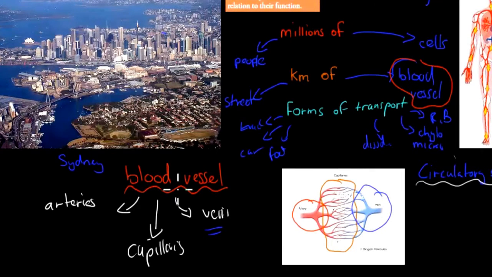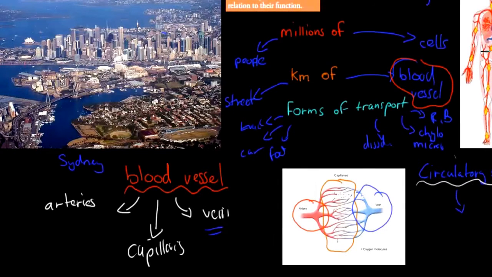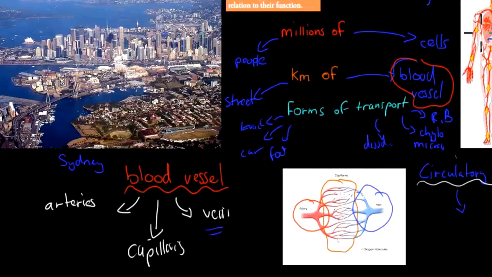So blood vessels is a general term. And within blood vessels, we have arteries, capillaries, and veins, and these make up something called our circulatory system. And it's called the circulatory system because everything moves in circles. It gets pumped from our heart to our arms and legs, and then the blood returns to our heart again. So it all moves in a circle.